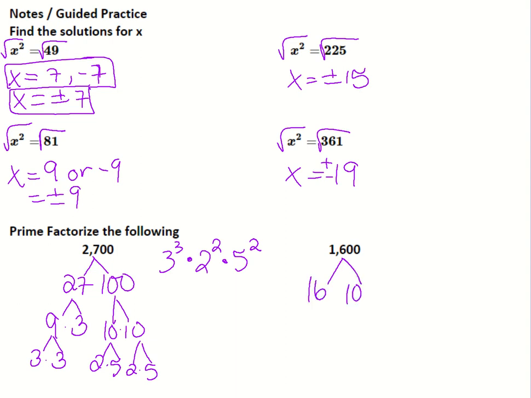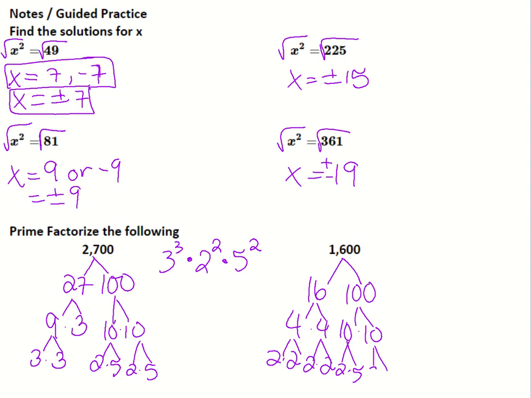So 16 times 100, we get 4 times 4. 10 times 10, we get 2 times 2. 2 times 2, 2 times 5. I should know this, we just did this one. So now I've got tons of 2s: 1, 2, 3, 4, 5, 6, so 2 to the 6th times 5 to the 2nd. All right, that's where prime factorization comes in.